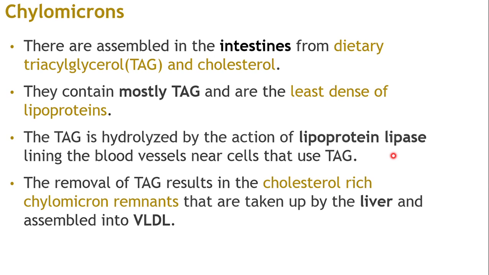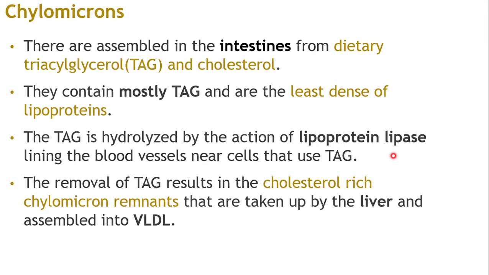Now, when you are talking about the chylomicrons, they are actually assembled in the intestines. That is their original location. They are found in the intestines, usually from dietary triacylglycerol, which is the TAG, and cholesterol. That is where you are going to see your chylomicrons. They contain mostly the TAG, which is the triacylglycerol.